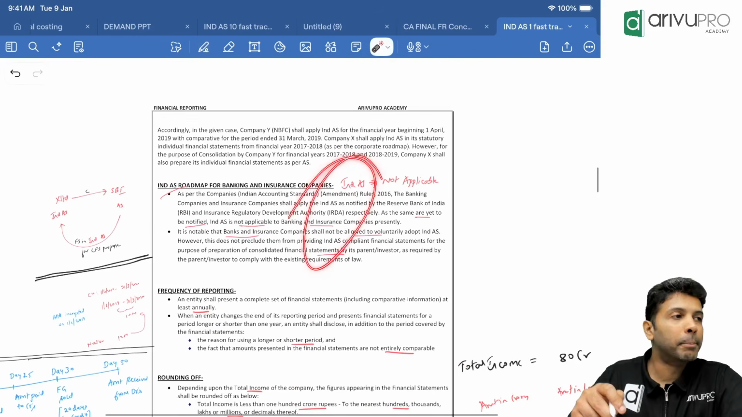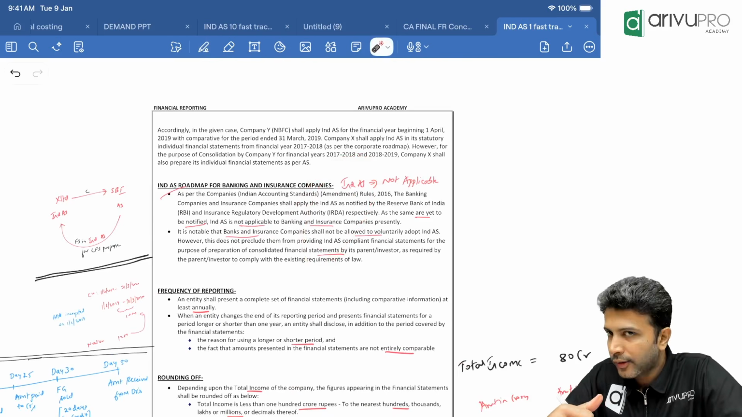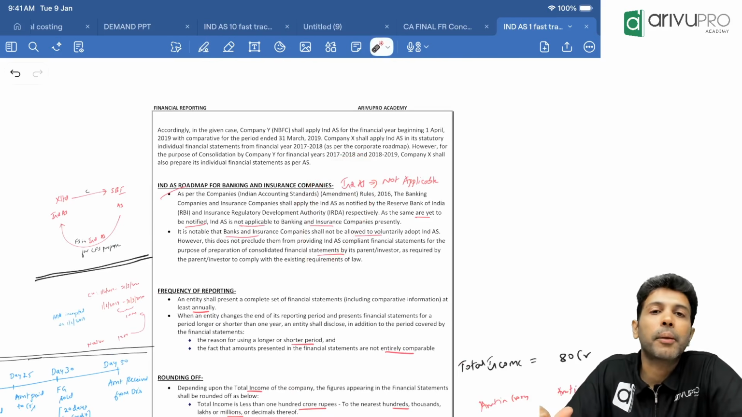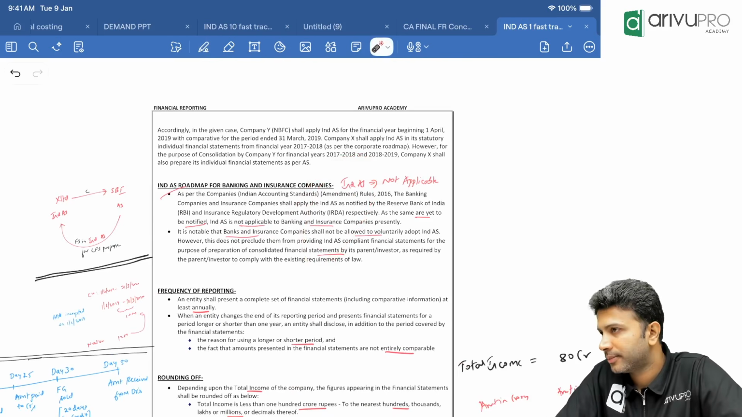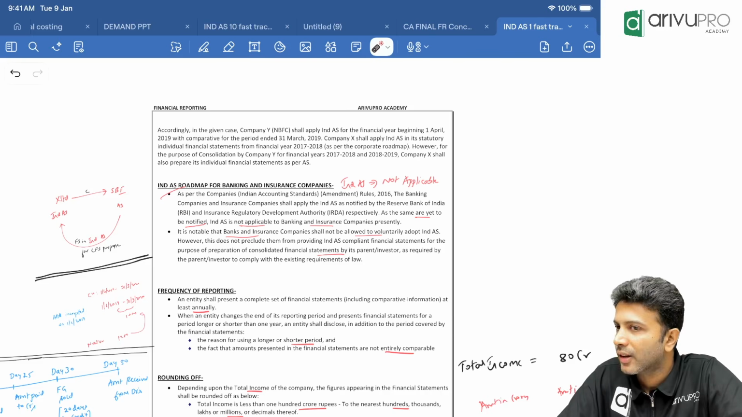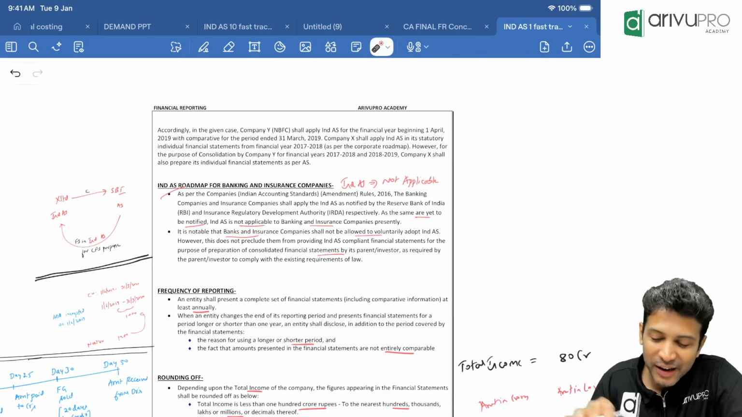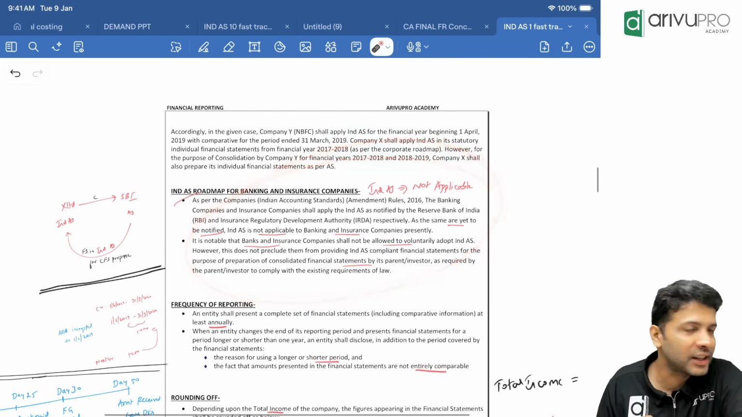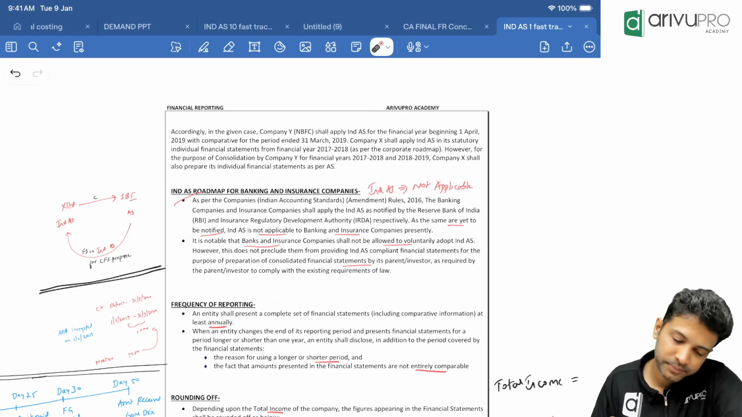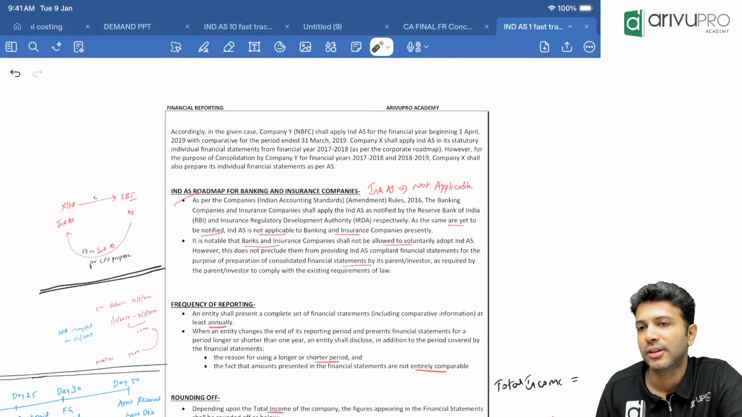Sir, what about banking and insurance companies? As of now, the way I've checked, Ind AS is not applicable for banks and insurance companies. They say they're still not ready. Maybe your juniors will get caught. Okay, for you, you have escaped too. For banking and insurance companies, as of now, from what I've checked, Ind AS is still not made applicable. So you don't have to worry about that.